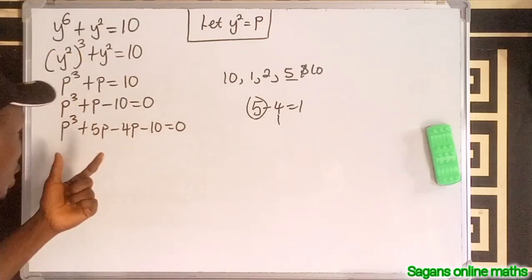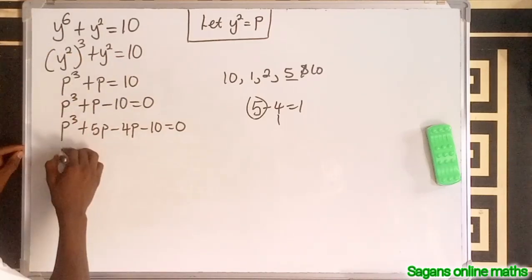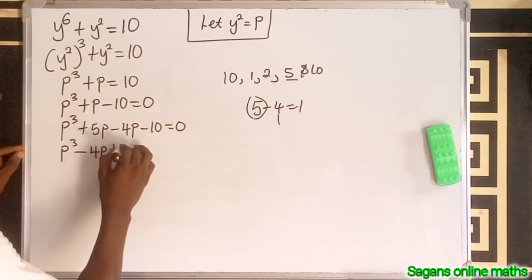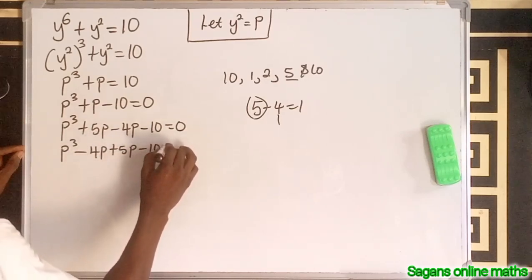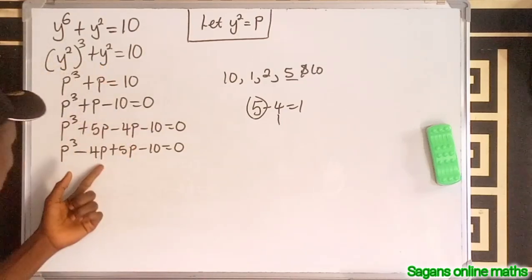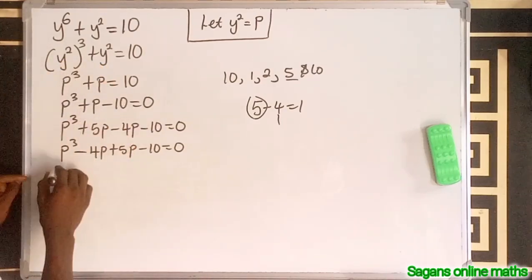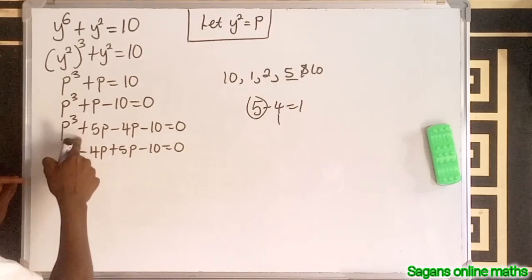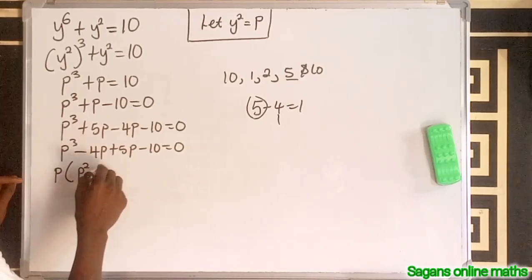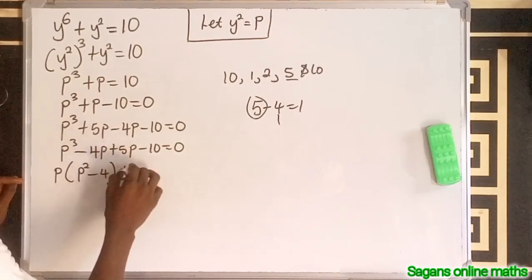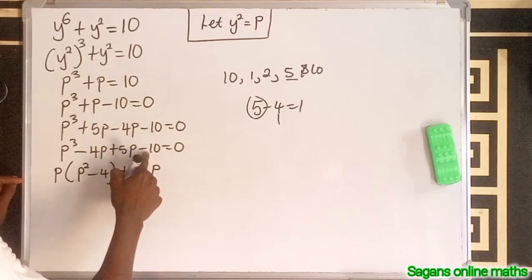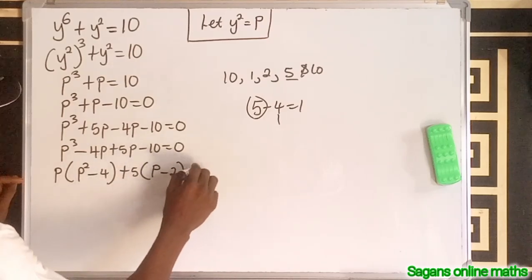Wow, this is fantastic. At this point, there's nothing wrong if you decide to write this as P to the power of 3 minus 4P plus 5P minus 10 equals 0. Wow, this is amazing, right? At this point, you can observe that something is common. P is common in the first two terms: P to the power of 3 divided by P gives P squared, then minus 4P divided by P gives minus 4. Then 5 is common in the next two: 5P divided by 5 gives P, and minus 10 divided by 5 gives minus 2. Everything equals 0.